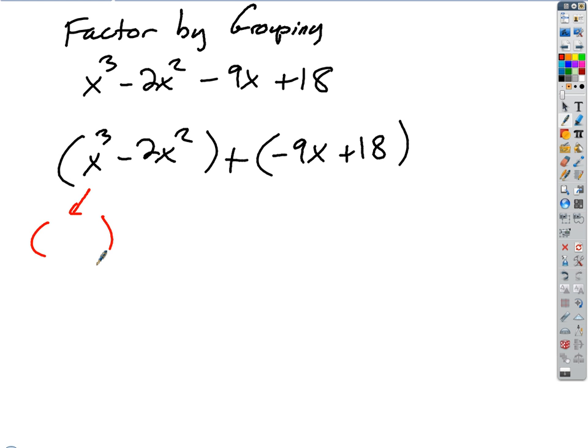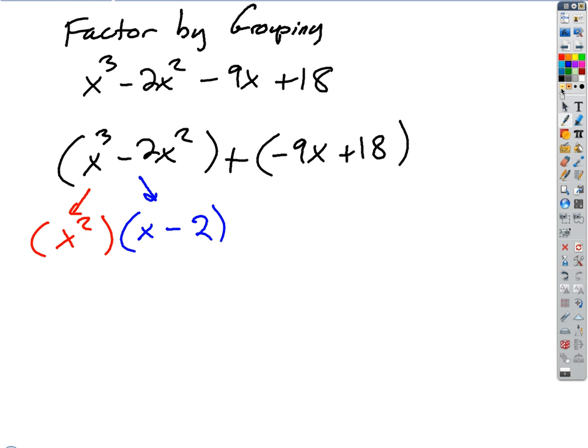X squared, right? Everybody agree I could undistribute an x squared? If I undistribute an x squared, what's the leftover? In other words, x squared times what is x cubed? X. X squared times what is negative 2x squared? Right? Everybody agree so far? Questions? All right, so now the second part, we're most of the way done.